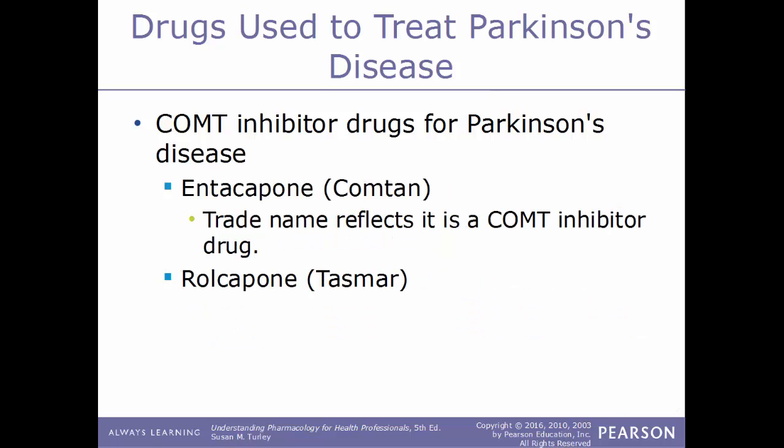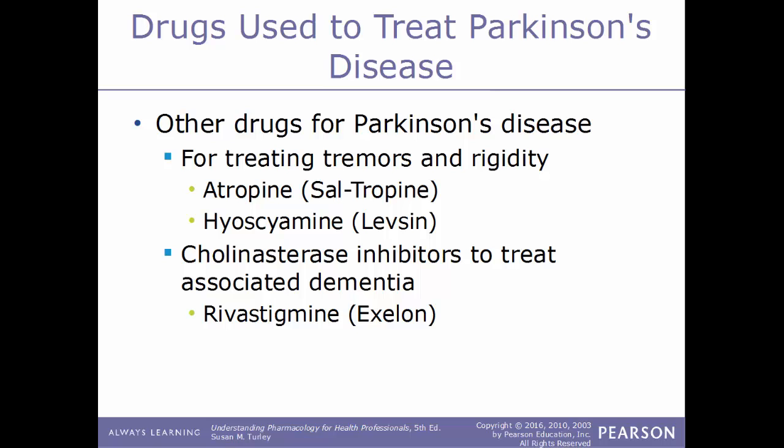And some examples of this kind of drug: entacapone, which is sold under the brand name of Comtan. You can tell by the trade name Comtan is reflected that it is a COMT inhibitor, COMT listed here in the beginning part of the trade name. And also tolcapone, which is sold under the trade name of Tasmar. These are some other drugs that are used to treat Parkinson's.